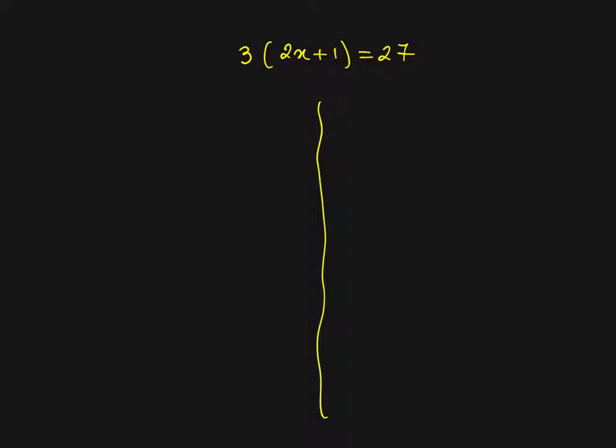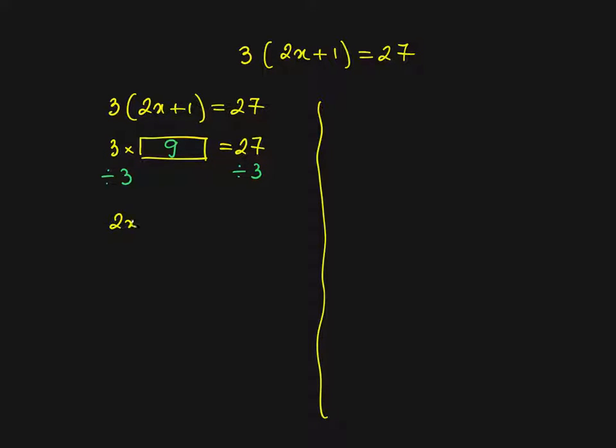Let's look at this equation. We can pause and think about it. There are two methods to solve it. First method, let me copy it again. See, we have 3 times that bracket is 27. So that bracket must be 9. It's the same as if I divide by 3 on both sides. So 2x plus 1 must be 9. Subtract 1 on both sides. 2x equals 8. Divide by 2. x equals 4.